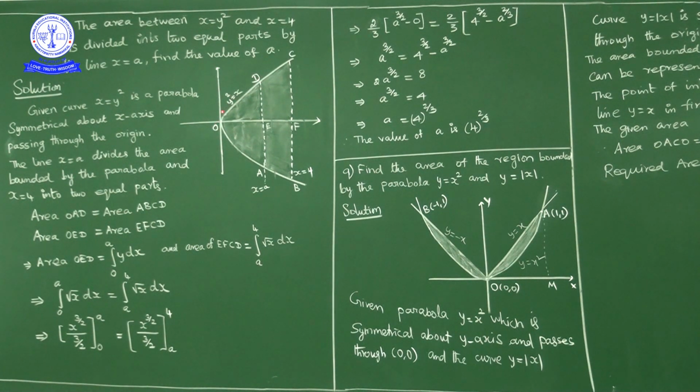y square is equal to x, y is nothing but square root of x. Limits are 0 to a. So area OED is equal to integral 0 to a y dx, nothing but integral 0 to a square root of x dx. This area is equal to, now here lower limit is a, upper limit is 4, y dx, y is nothing but square root of x dx.